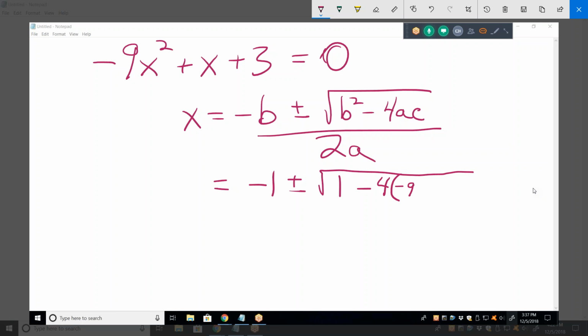negative 9 times 3. Now, you don't have to do the discriminant the way I suggested. I just find it's the easiest way. In other words, I leave it as a subtraction problem, and I just take these last three numbers and multiply them. All over, what's the bottom, the denominator? 2a. What's that number? It's negative 18. Okay. So now we have what?